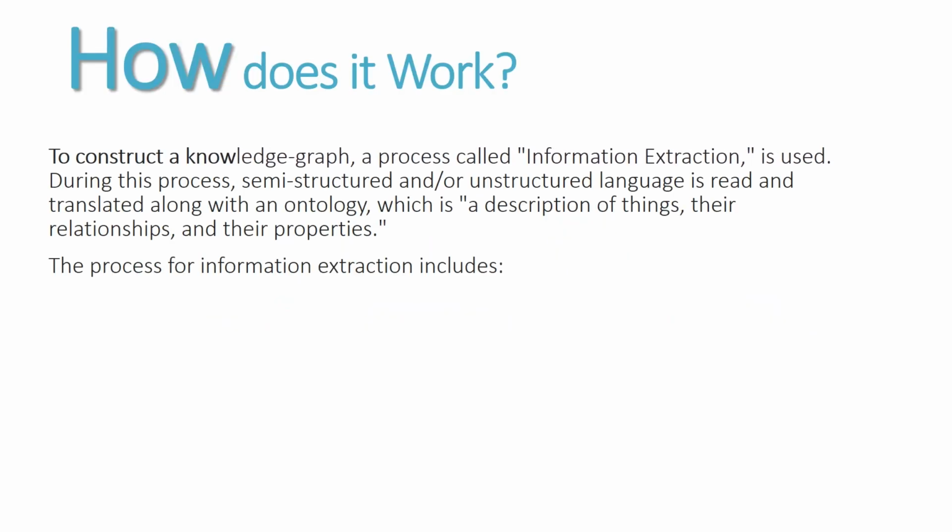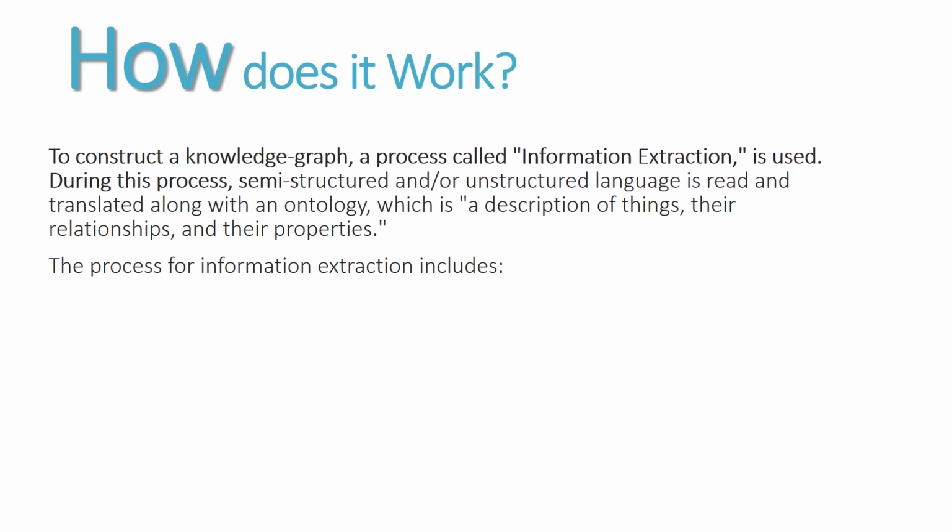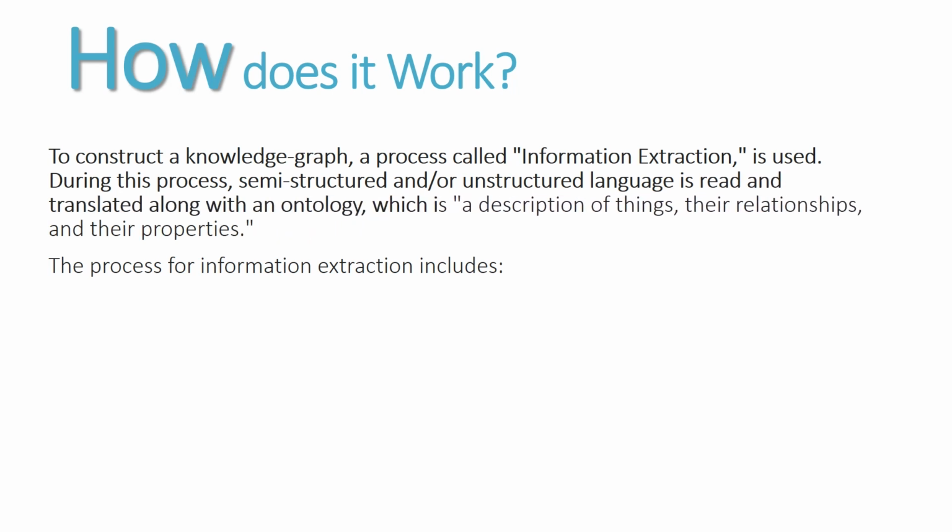Now I'm going to talk about how the Google Knowledge Graph works. To construct a Google Knowledge Graph, a process called information extraction is used. During this process, semi-structured and/or unstructured language is read and translated along with an ontology, which is a description of things, their relationships and their properties.